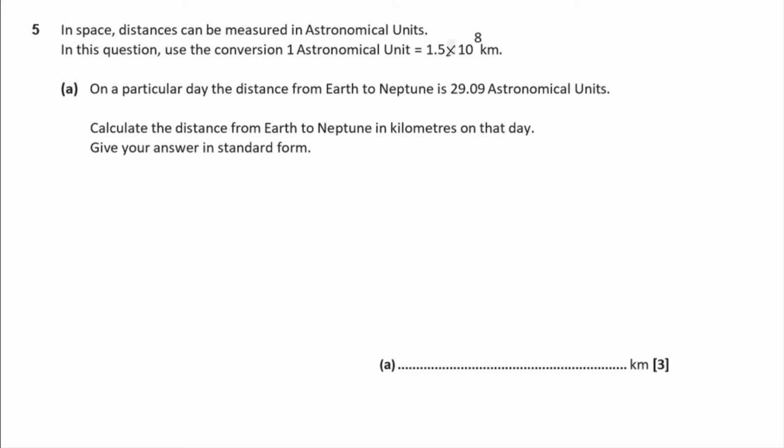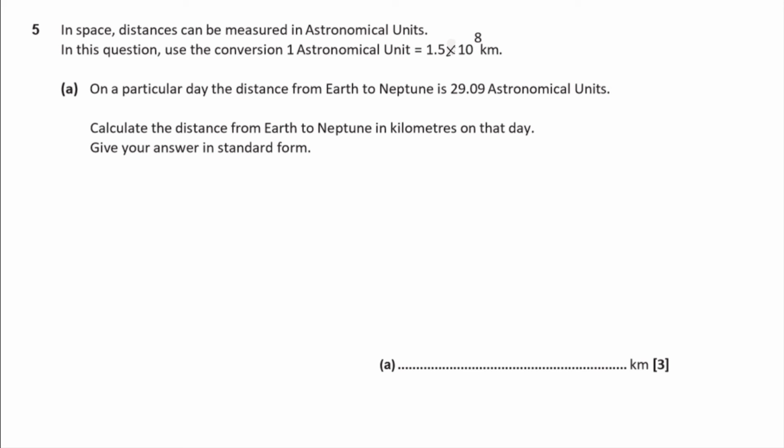Question 5. In space, distances can be measured in astronomical units. In this question, use the conversion 1 astronomical unit equals 1.5 times 10 to the 8 kilometers. So it's pretty big. On a particular day, the distance from Earth to Neptune is 29.09 astronomical units. Calculate the distance from Earth to Neptune in kilometers on that day. Give your answer in standard form. Okay. So we've got 29.09 astronomical units, and basically we need to convert them into kilometers using 1 astronomical unit equals 1.5 times 10 to the 8 kilometers.